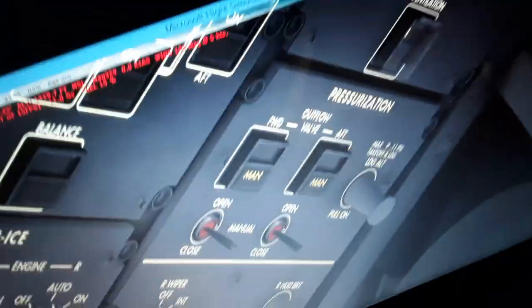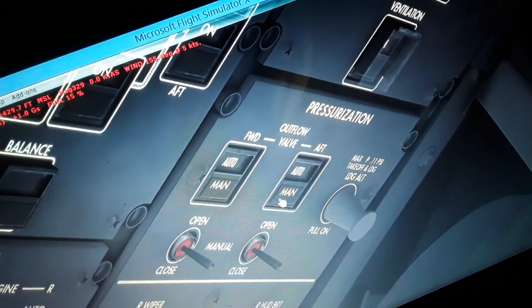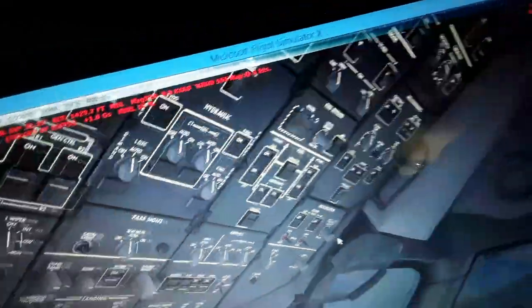So in the manual mode we need to use the outflow valve, so climb and descend and select the landing altitude. We use the auto. We have also here the pressurization system from the engines that I explained to you. So now we're going to see all these things in the overhead panel. We're going to see them in a digital format over here in the display.